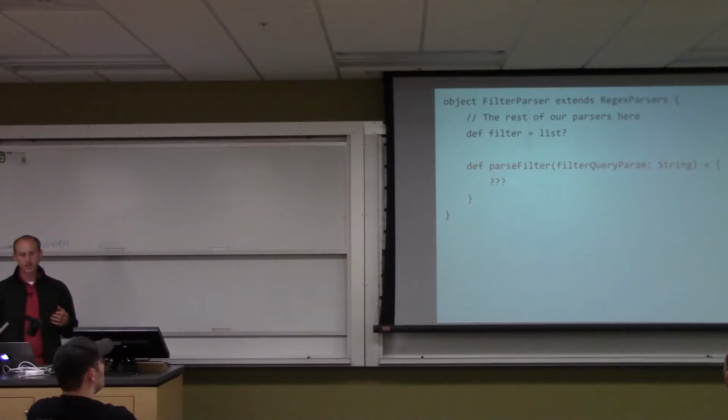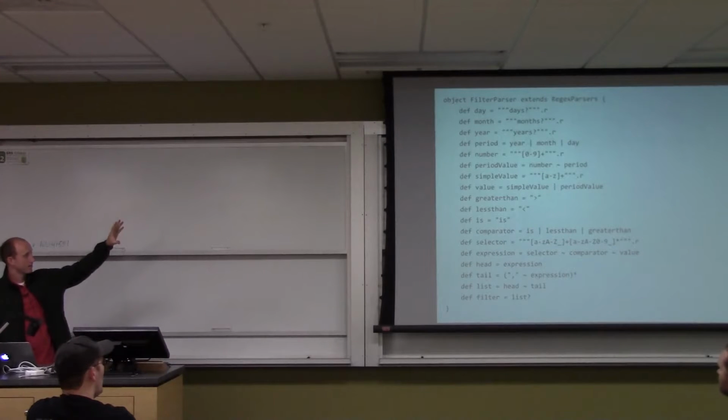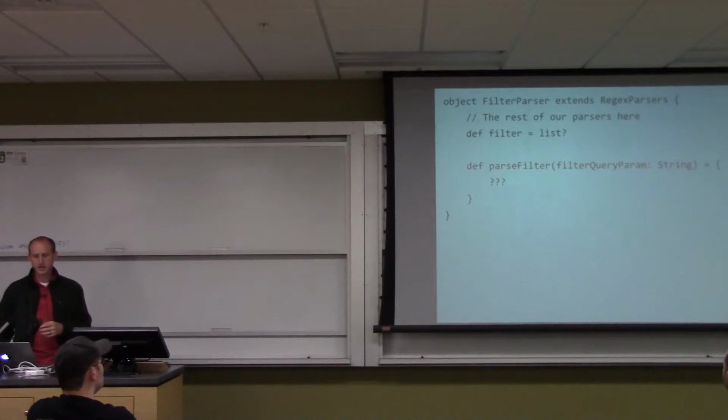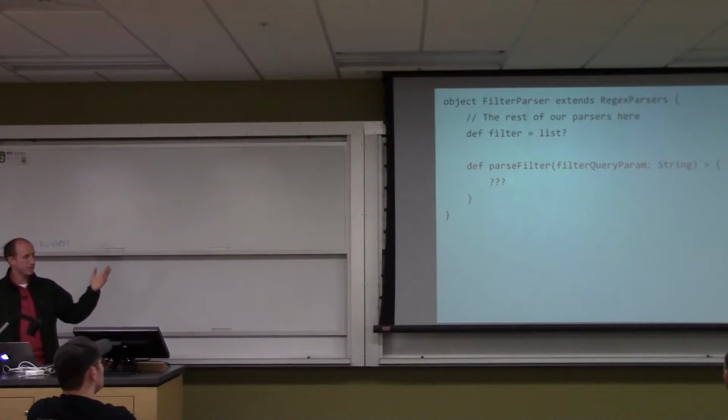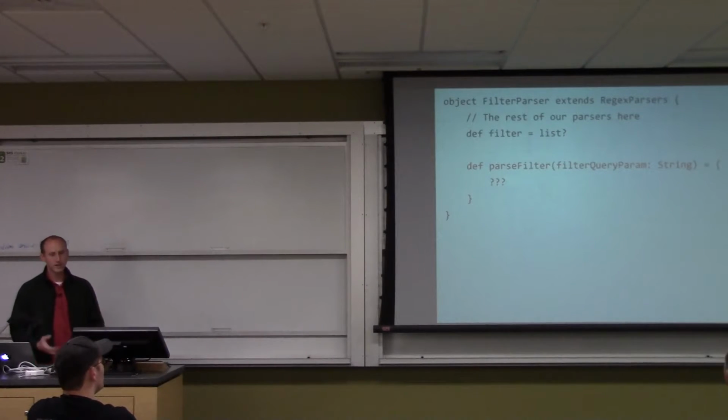So how do we actually... now we have all the rules. This is kind of the rules in code, but how do we actually parse a string into some sort of object? Say we have our method here. We want to parse our filter. We've gotten our string from our query, and we want to actually parse it.